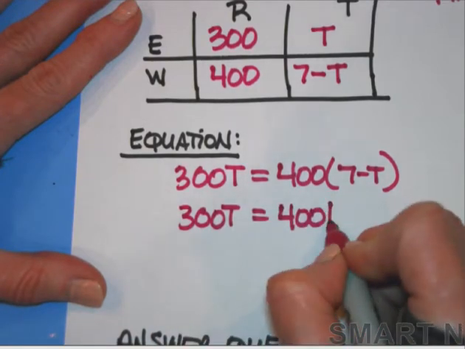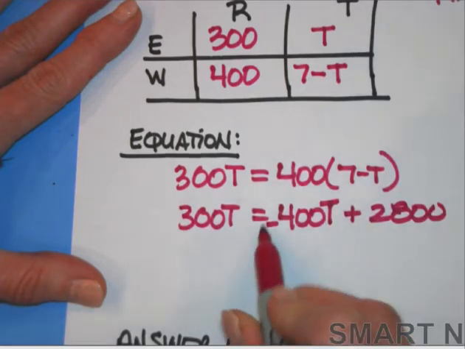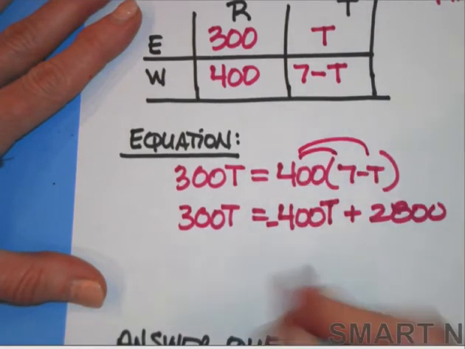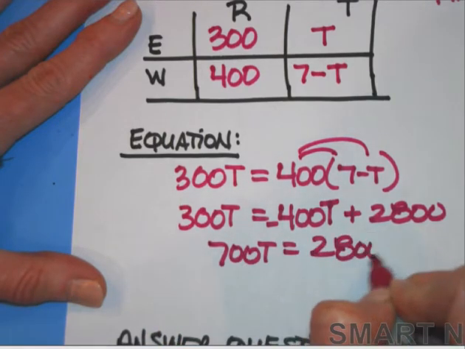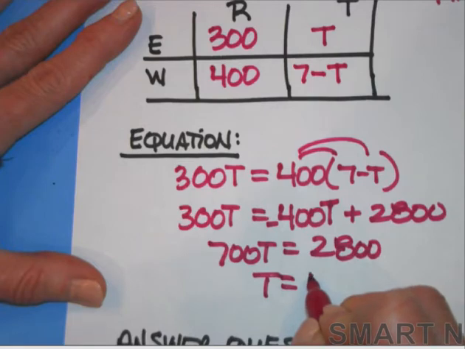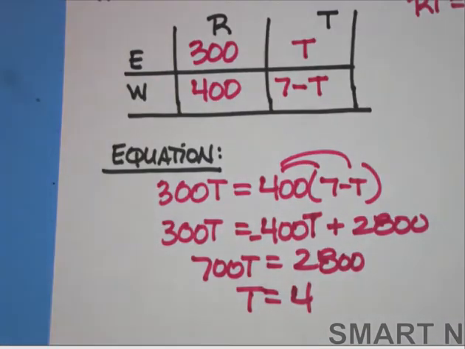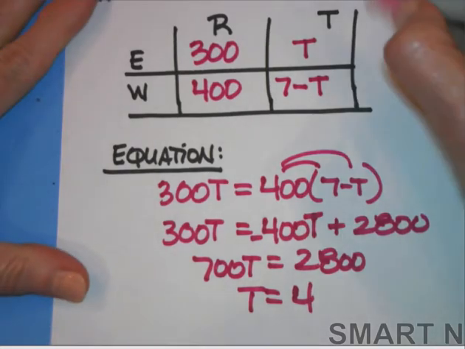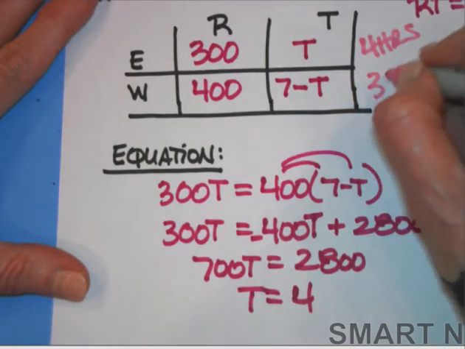Let's see, I made a mistake, but that's okay. I can fix it. I'm making that a negative. I got ahead of myself. So now I have 700t, and t is 4. So if t is 4, that means that the eastbound trip was 4 hours, and the westbound trip would have been 3 hours.